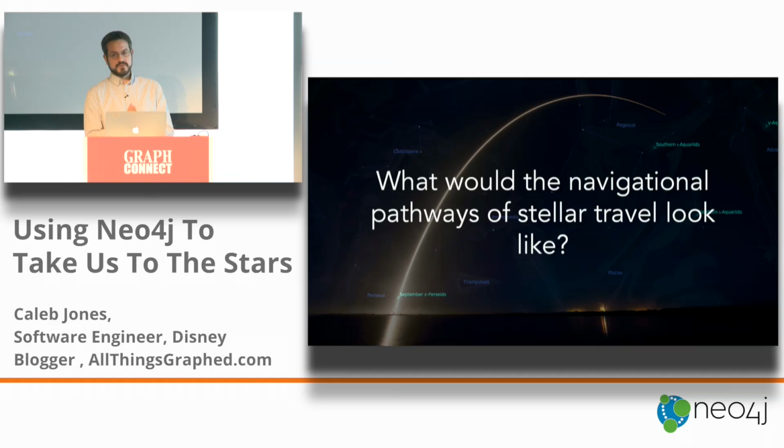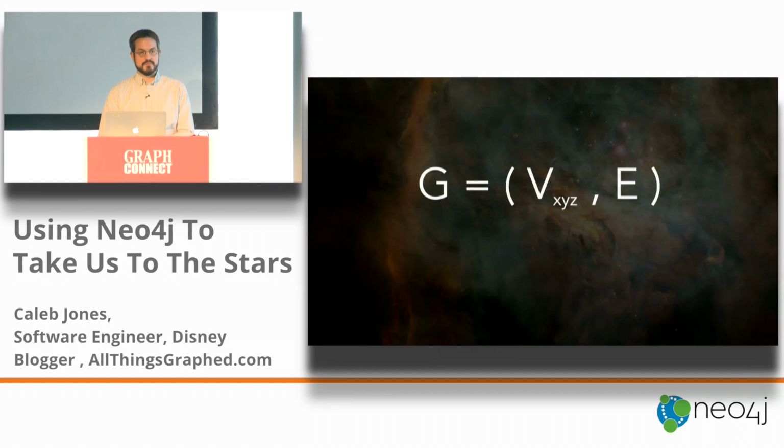All right, so let's get to another question. What would the navigational pathways of stellar travel look like? Remember, this is a 3-dimensional graph. So far we've been looking at it in 2D, which I think hides a lot of the topology, hides a lot of the features when we smash it down into just a flat surface on the screen here.